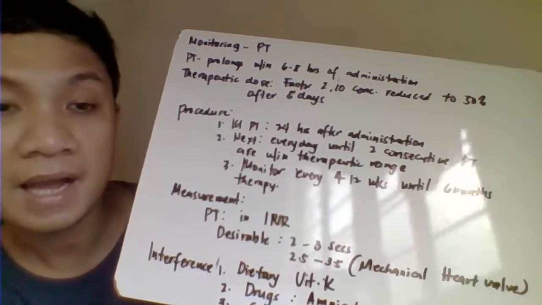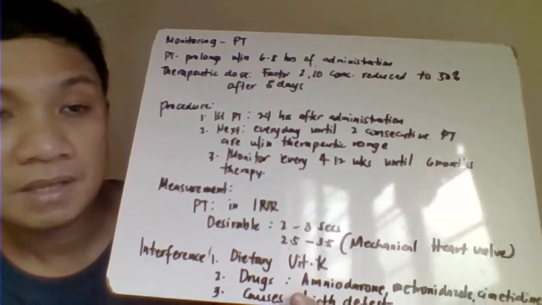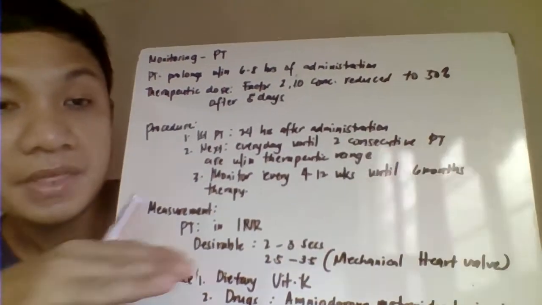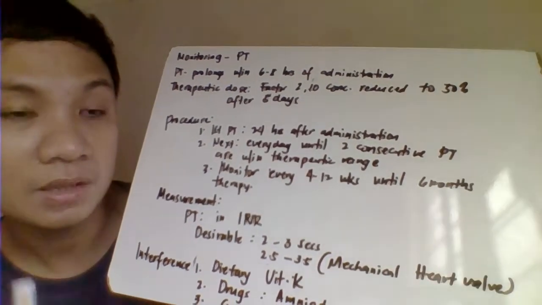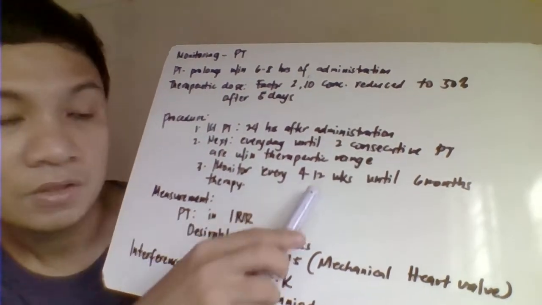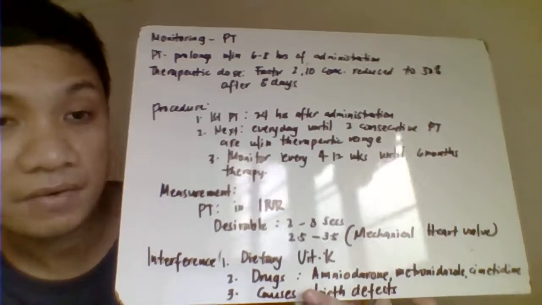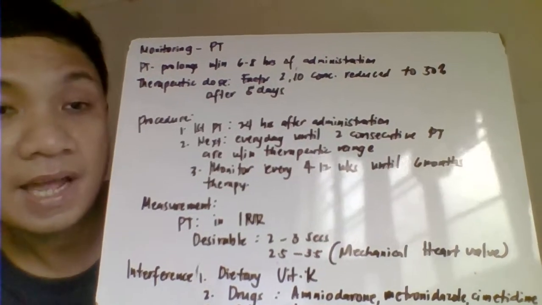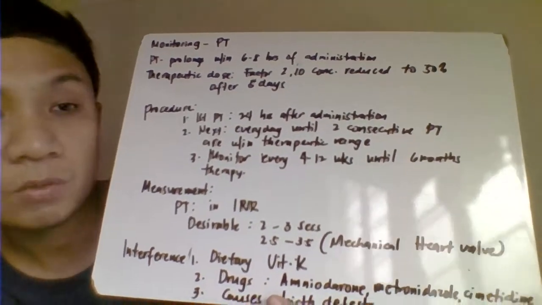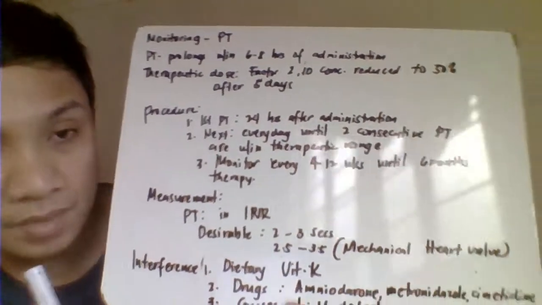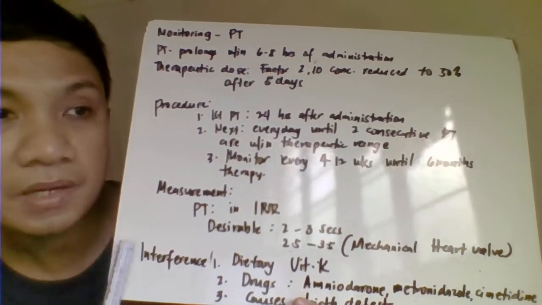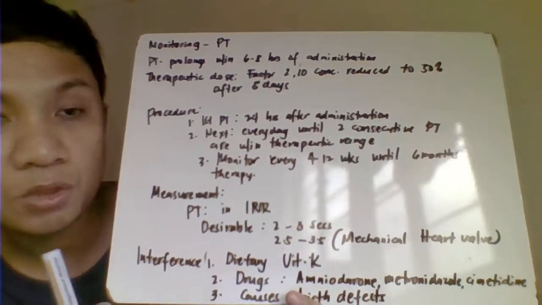Once you have reached 2 consecutive days where the patient's prothrombin time is on the therapeutic level, okay, monitor the PT results only once every 4 to 12 weeks, hindi na siya everyday. Okay, and then continue that once every 4 to 12 weeks until the patient completes the 6 months therapy.